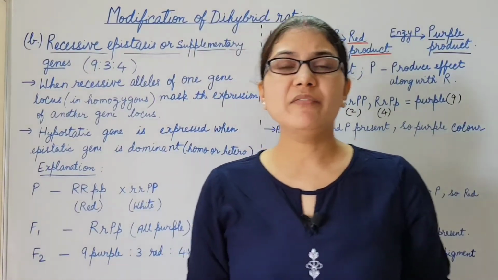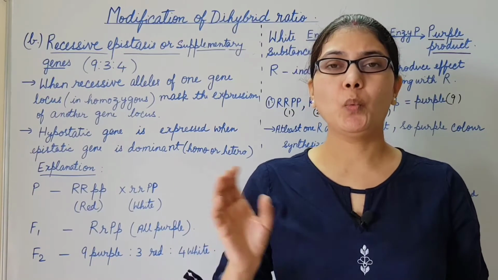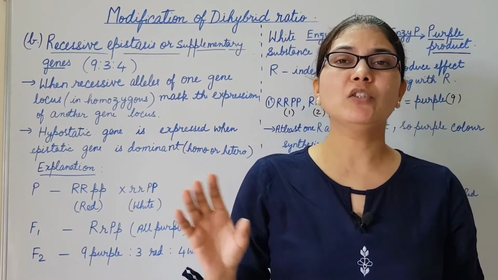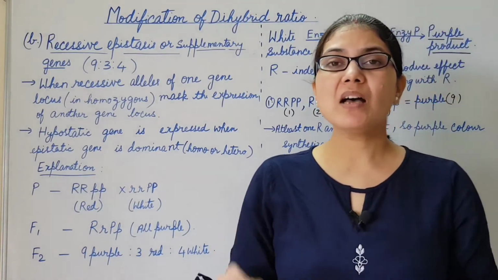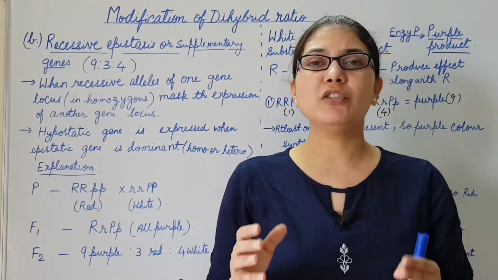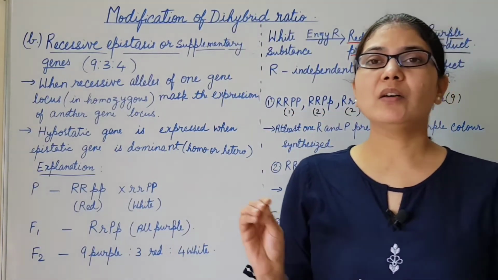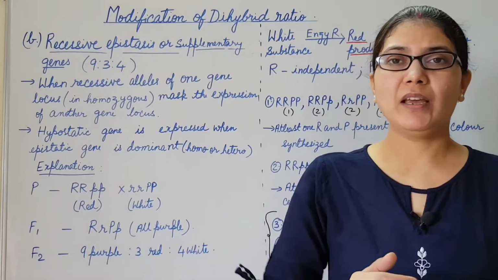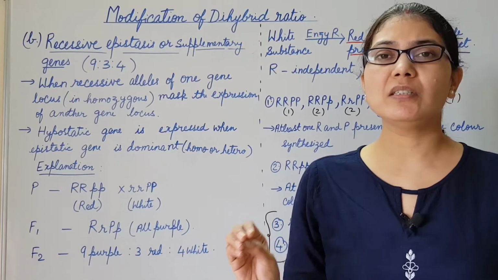Now recessive epistasis or supplementary genes. When recessive alleles present on one gene locus in the homozygous condition mask the expression of non-alleles, that is, genes which are present on another locus, then it is known as recessive epistasis. So the hypostatic gene expresses itself only when the epistatic gene is dominant.